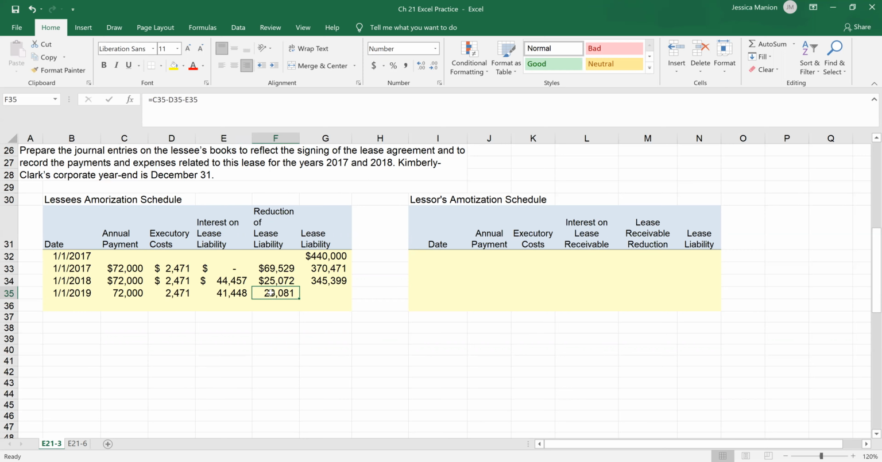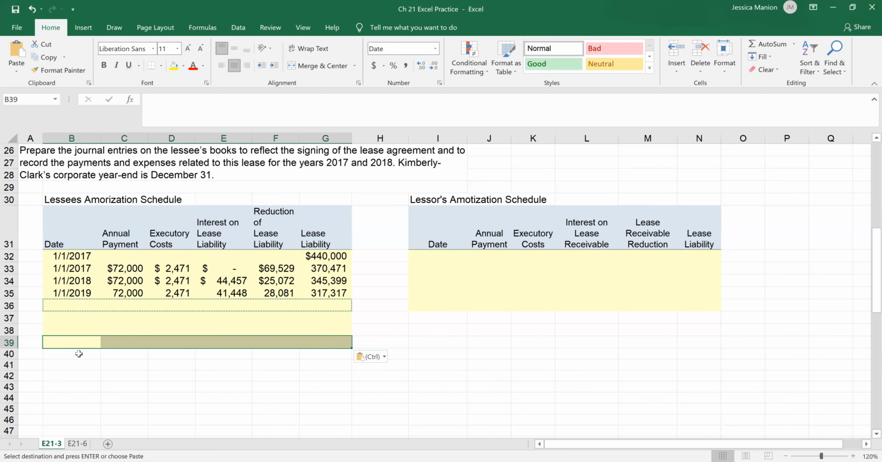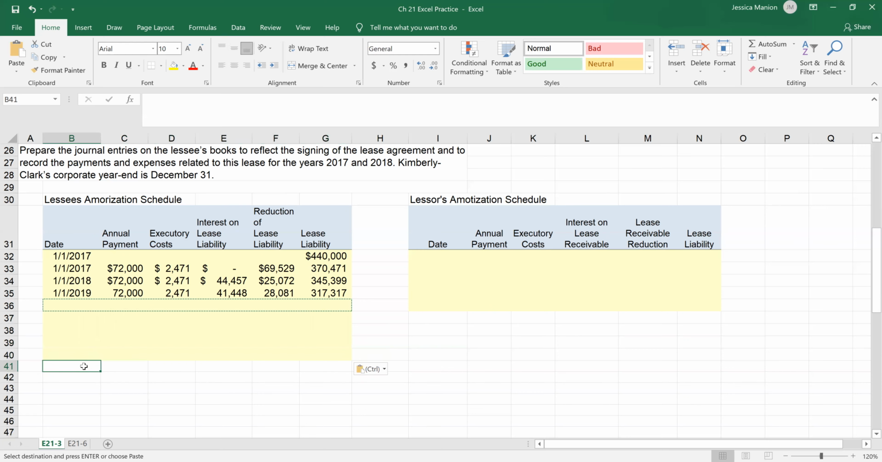Yeah, that's E35. Okay. All right. And lease liability equals the previous carrying value minus reduction of lease liability. Okay, let me copy these so we can go through and do the remaining years here.